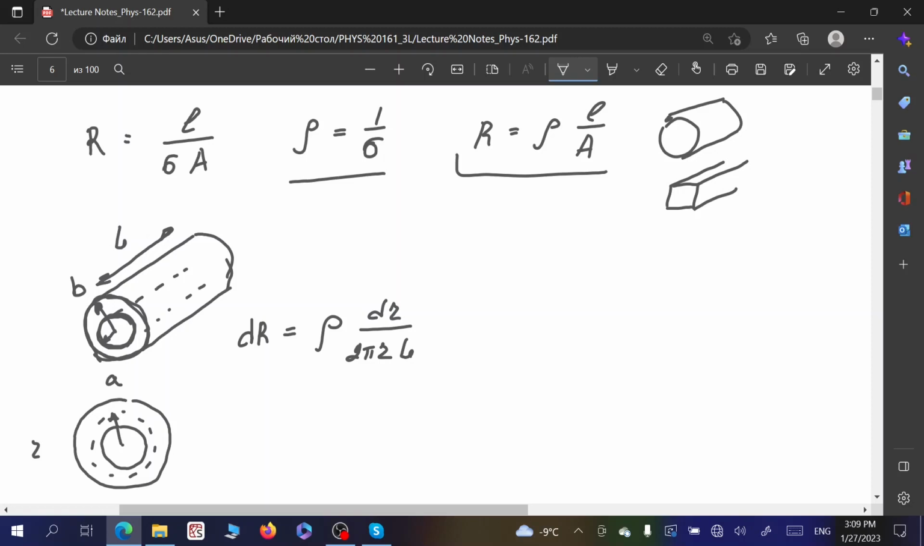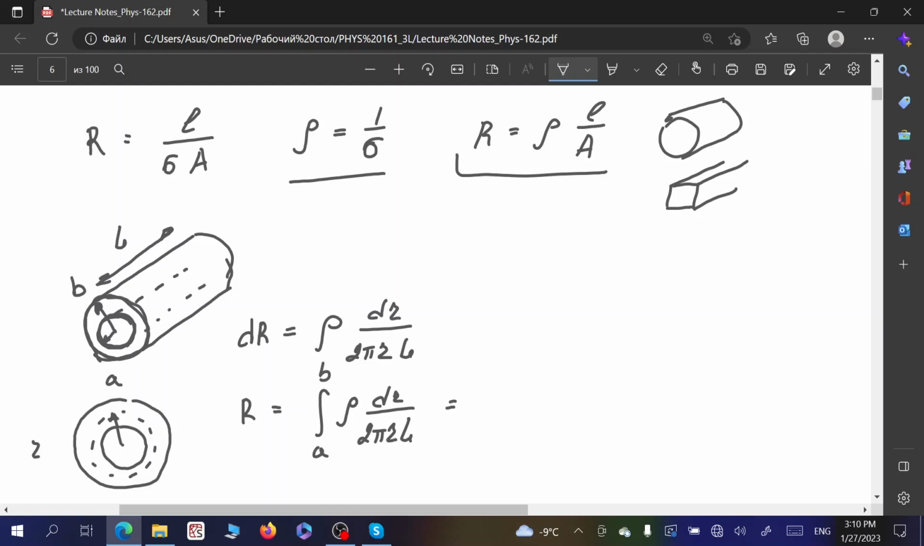So now if we want to determine the total resistance of this structure, we need to integrate from internal radius, which is A, to external radius, which is B. So total electrical resistance will be equal to the integral from A to B of rho times dr over 2 pi r L. And we assume that the properties of the material do not change.